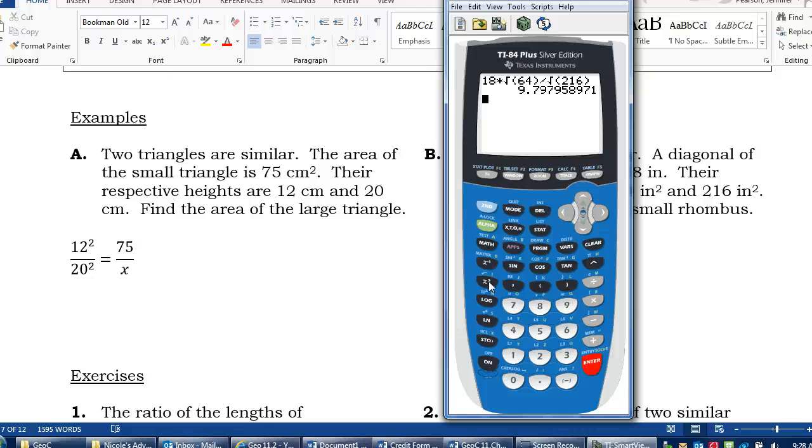9.8. We'll round it. I could also root 64 and get 8. Root 216 and get 14.6969. I'll use more of it just to get a more exact answer. And then do those individual pieces, and it comes out to be the same answer of 9.7979. Obviously, when I rounded this, I got my decimals different, but basically I got 9.8 both times. So whether you do the whole thing or you do the individual pieces, it comes out the same answer, 9.8.